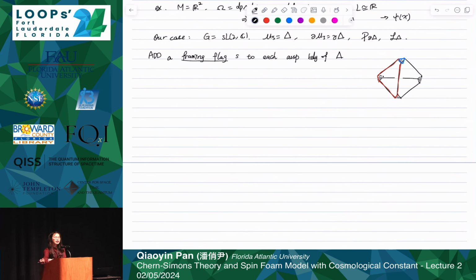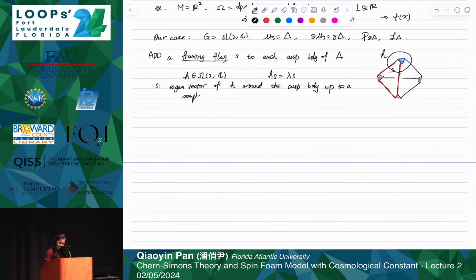Now it's a moduli space of flat SL2C connections. So I can construct holonomy, SL2C holonomy. So now around each cusp boundary, I can construct a holonomy around the cusp boundary, which takes a value in SL2C. And for this holonomy, I can construct the eigenvalue and the eigenvector. So the eigenvalue and eigenvector satisfy this equation. And the framing flag is defined as the eigenvector of this holonomy around the cusp boundary, but up to a complex scaling. So this S takes a value in CP1. Okay? And why do we want to introduce this framing flag?